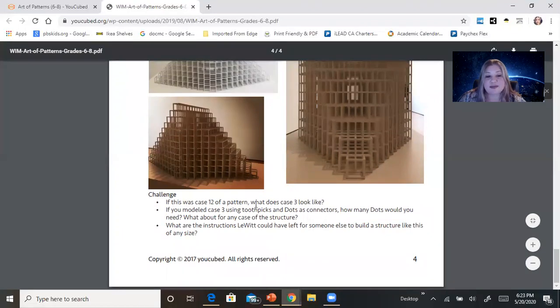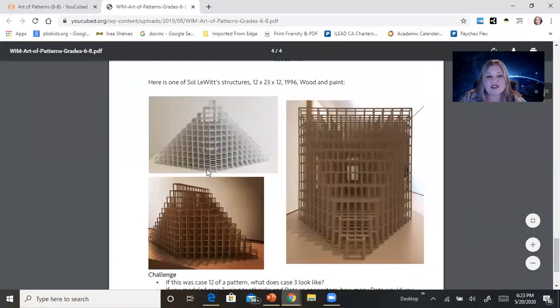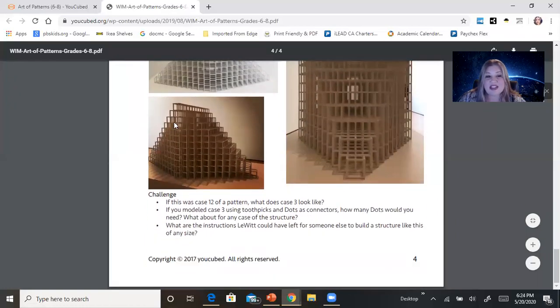Okay, so the challenge that is posed to you today says, if this was case 12 of a pattern, what would case 3 look like? Now, I'll draw your attention to the fact that if you count up how many levels there are, 12. So now you've got to think about, if this was step number 12 or case 12, what would case 3 look like? If you modeled case 3 using toothpicks and dots as connectors, how many dots would you need? What about for any case in the structure? What are the instructions LeWitt could have left for someone else to build a structure like this of any size?